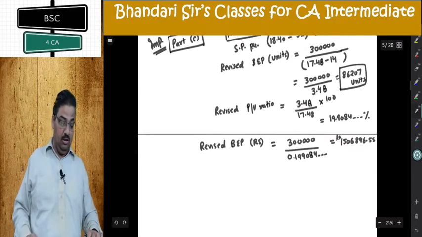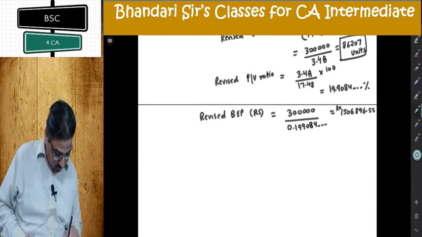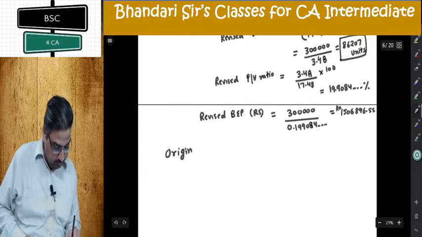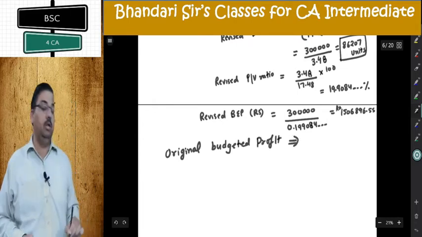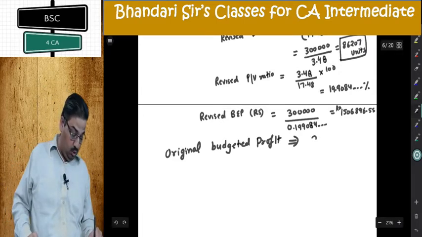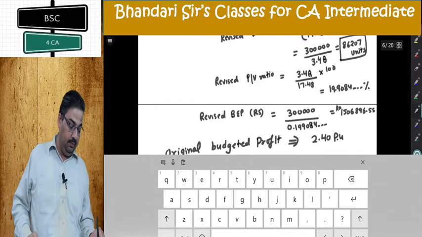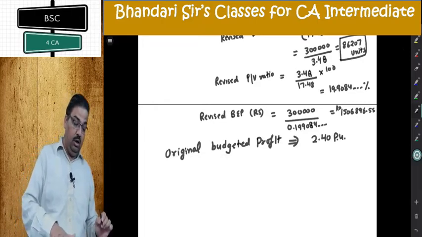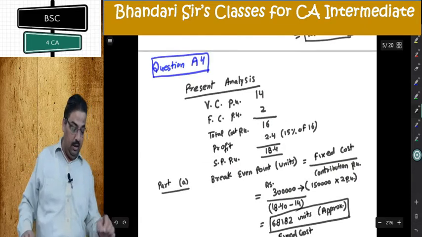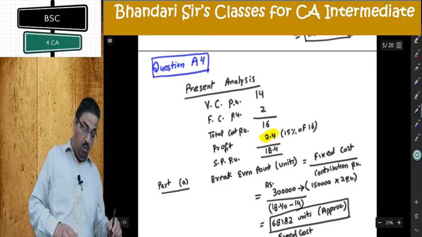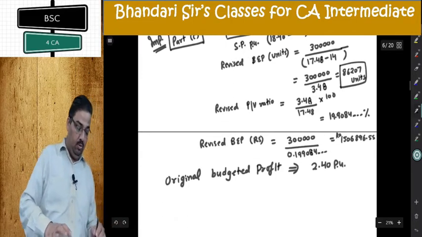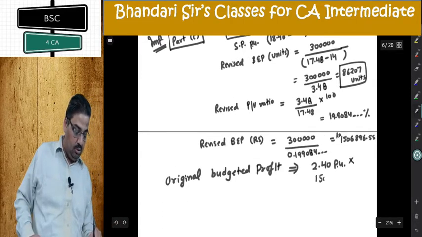So lots of things there. Concentrate here. Original budgeted profit. How much was this? It was 2.40 per unit. Look back at the original, the first data that we created. This is what we said: 2.40, but this is per unit. What I want is 2.40 per unit into 1,50,000. That was the original budgeted profit.